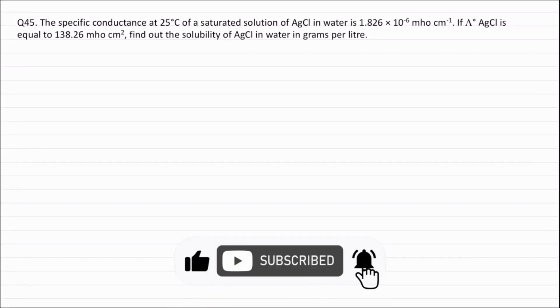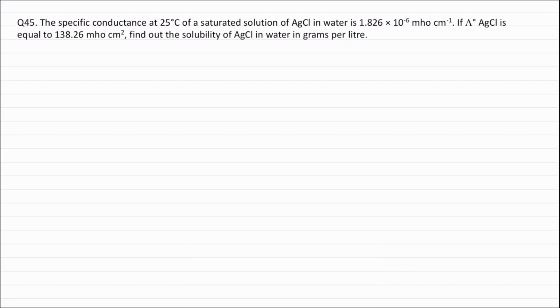Question 45. The specific conductance at 25 degrees centigrade of a saturated solution of silver chloride in water is 1.826 into 10 to the power minus 6 per ohm per centimeter. If equivalent conductance at infinite dilution or limiting equivalent conductance of AgCl is equal to 138.26 per ohm centimeter square, find out the solubility of AgCl in water in grams per liter.